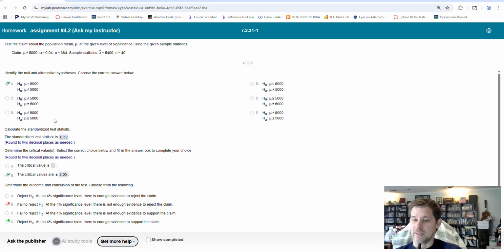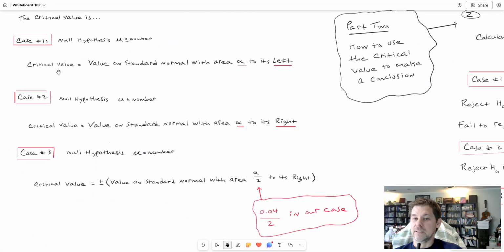Some of the problems are like that. Maybe the null hypothesis in some other problem says population mean greater than or equal to 5,000, but not in this case. So my point is, case one is completely valid if that's what you have, but it's not the case here. And then there's case two. That's not what we have either. And then case three, what's that one look like? It's the case where the null hypothesis reads like this: population mean is equal to some number. That's where we're at.